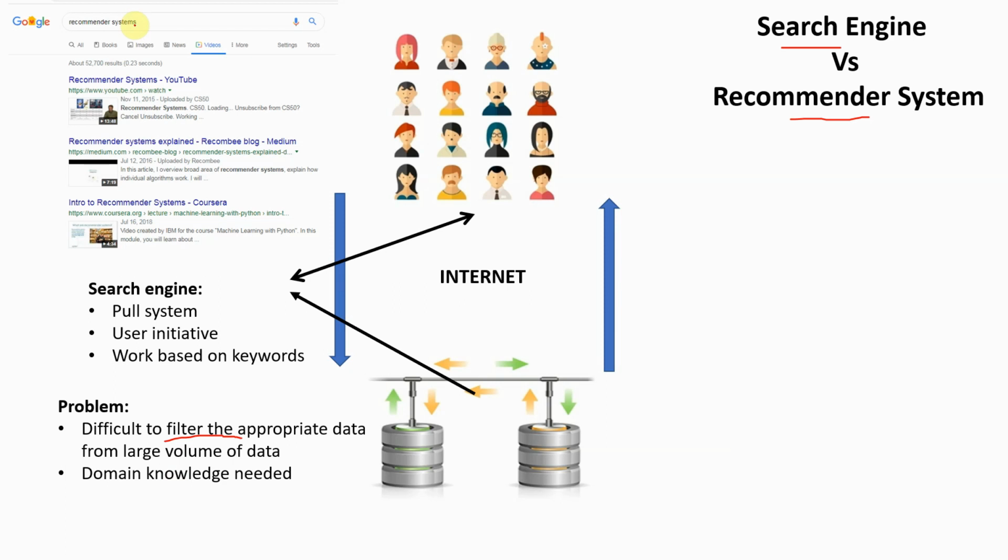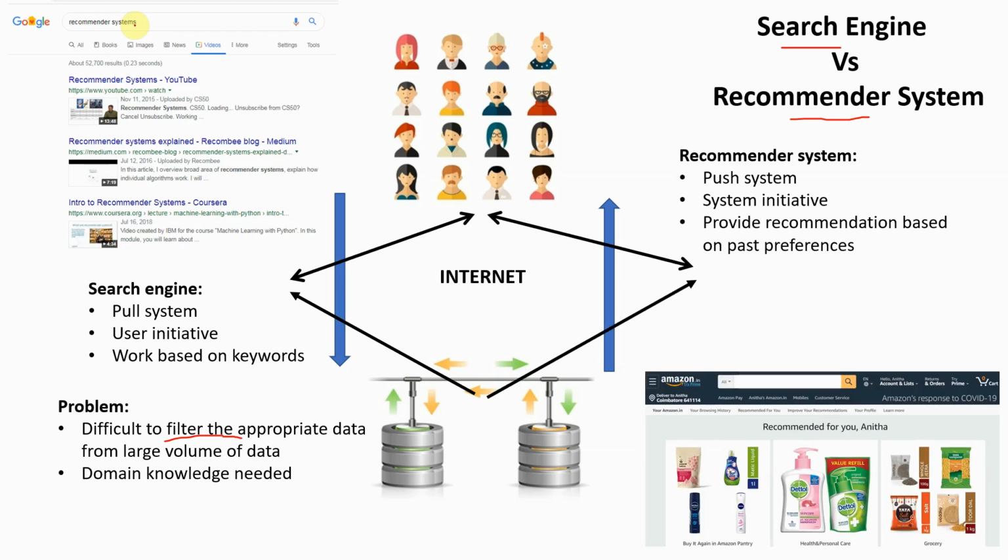This drawback is overcome by the recommender system. The recommender system does not rely on the user's keyword. Here the system itself gives a recommendation to the user for specific items. Instead of giving keywords, the recommendation is based on the user's past preferences. So this system is called a push system. We need not give a keyword; the system itself pushes the data from the database to the user's dashboard. Examples are YouTube, Amazon and Netflix.